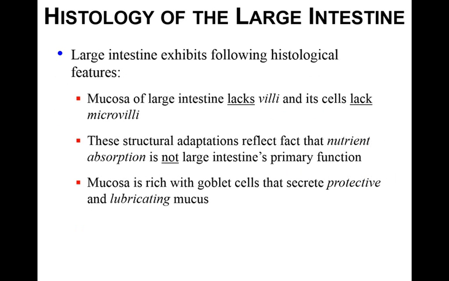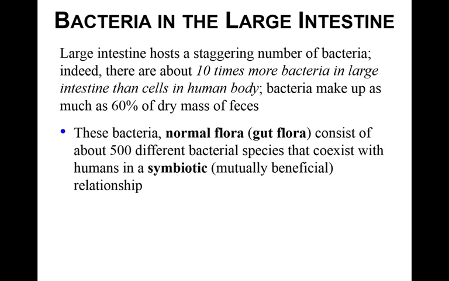All right, here are some histological features. The mucosa of the large intestine lacks villi, and the cells lack microvilli. These adaptations reflect the fact that nutrient absorption is not a primary function of the large intestine. The mucosa is rich with goblet cells, and it secretes a very protective and lubricating mucus here.